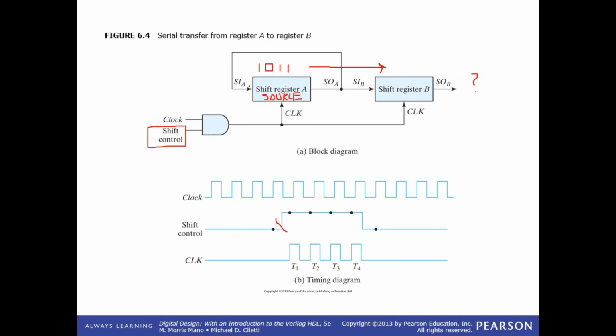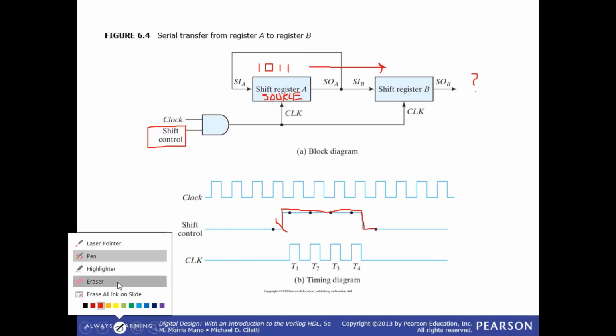Then a 4-bit data comes out to the source, and I am allowed to pass that 4-bit data to shift register B. What I would do is I would turn the shift control on, as you can see in this area. The shift control has been turned on over here.